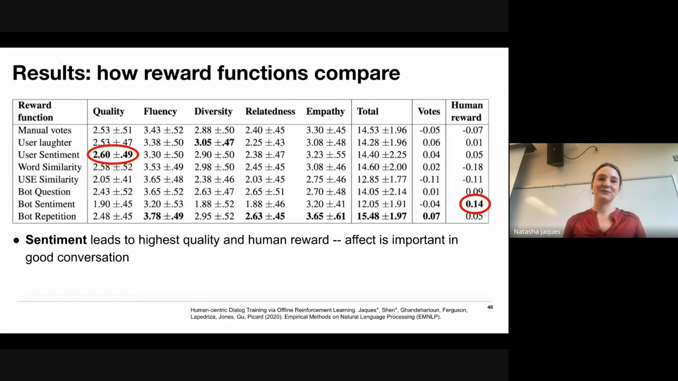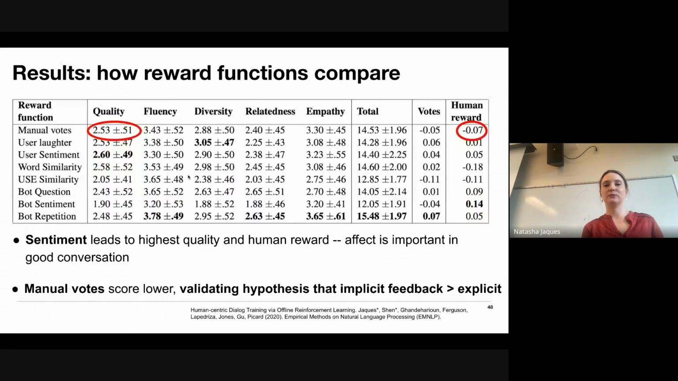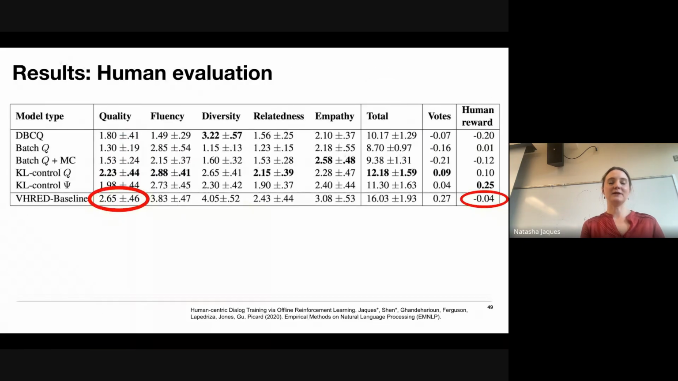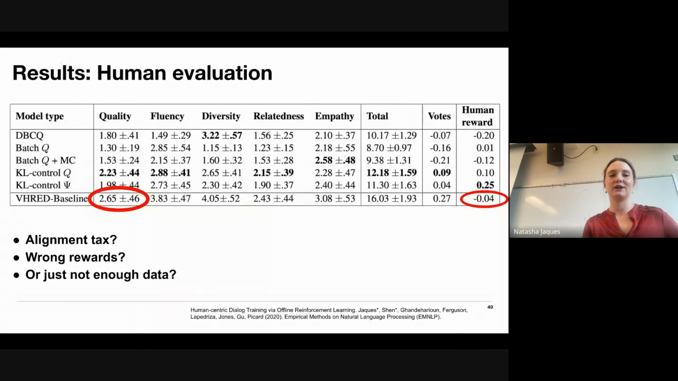I still think it's cool if you can actually show that training on these types of implicit cues works better than training on manual upvotes and downvotes. But no one is doing that stuff anymore. I think part of it is that, in this work at least, we weren't able to show that optimizing those implicit rewards actually improved the quality scores over the original baseline. So in some sense, kind of a negative result. So we were like, is this an alignment tax? Like you make it nicer, but that's not actually more fun to talk to? Or do we have the wrong rewards? Or do we just not have enough data?